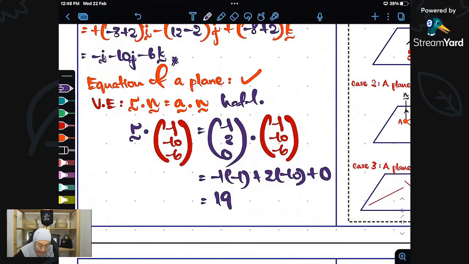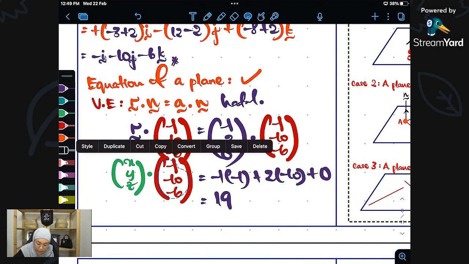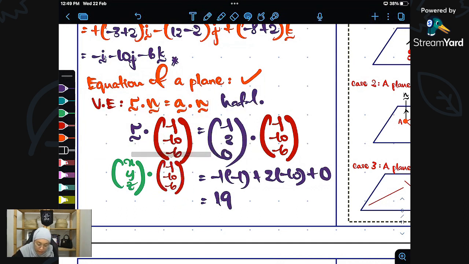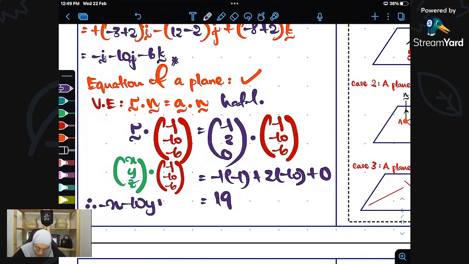So we can directly change this r into x, y, z, dot with, again, the normal vector. And so your answer is eventually -x minus 10y minus 6z equals to 19. Right? Yeah, it's -19. Come on, the -19 from earlier was correct.